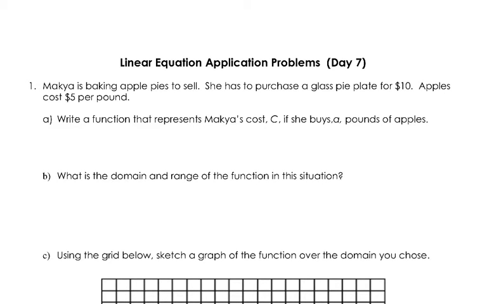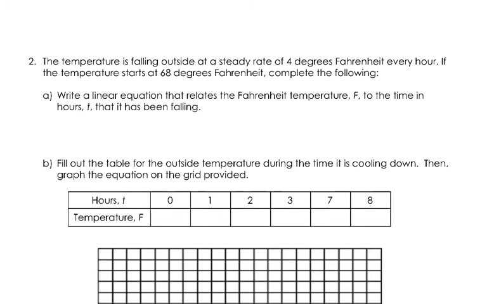We are going to look on page 16. So we're going to skip Micaiah, and we're going to talk about the temperature falling outside. So first thing we do, we're going to read. Temperature is falling outside at a steady rate of 4 degrees Fahrenheit every hour. The temperature starts at 68 degrees Fahrenheit. Complete the following. So I'm going to read it again, and this time I'm going to highlight some important facts.